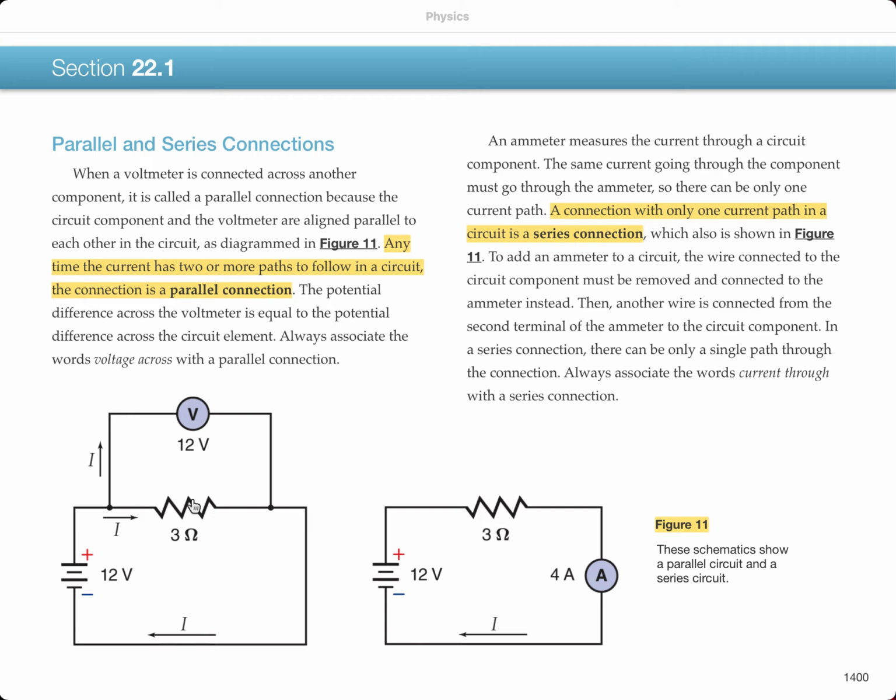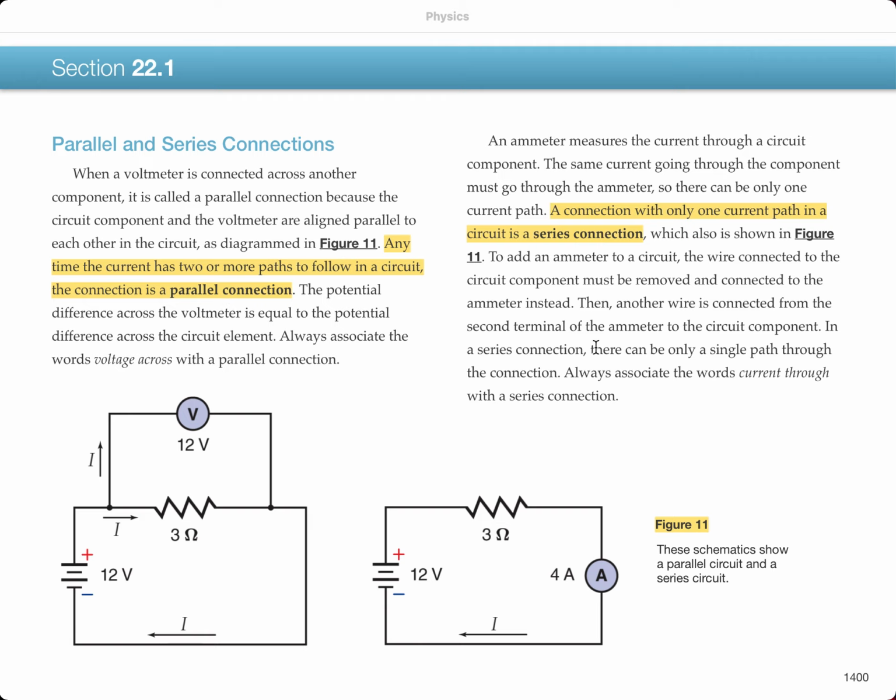The other way to spot a parallel circuit is notice that the current from the battery divides. Some of it goes to the voltmeter and some of it goes to the resistor. Anytime the current has two or more paths in the circuit, it's a parallel connection.